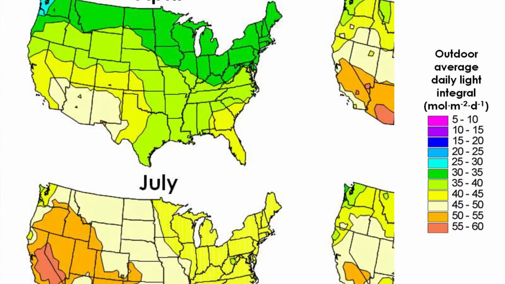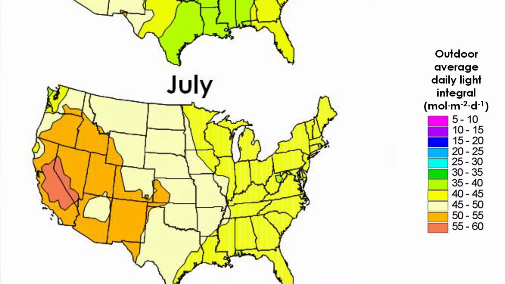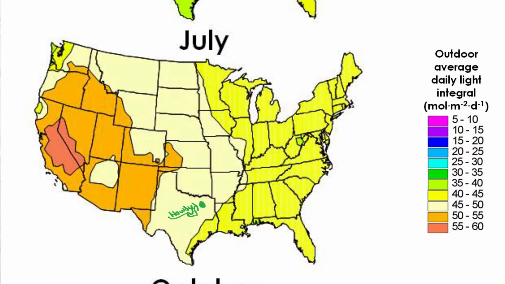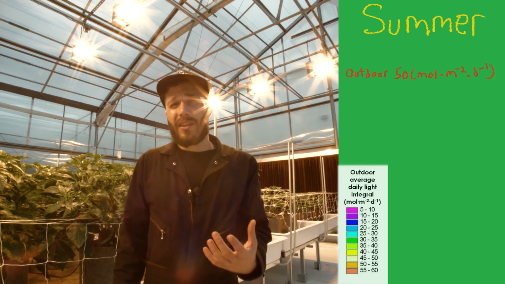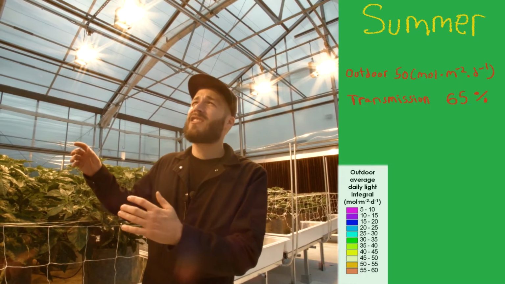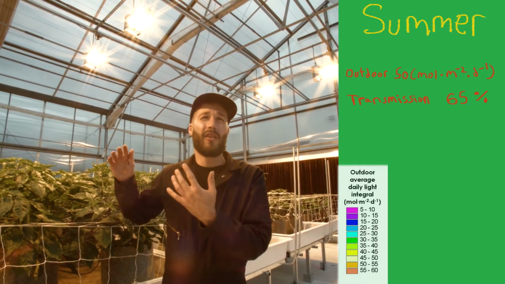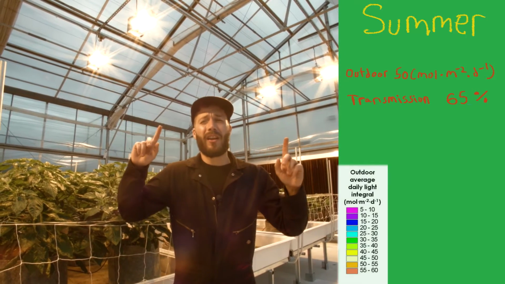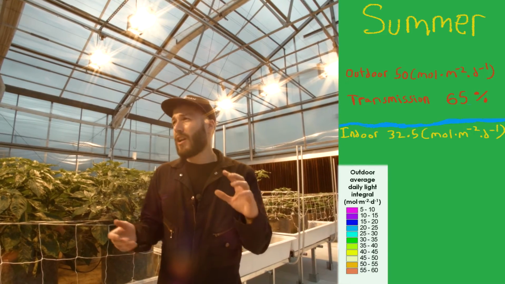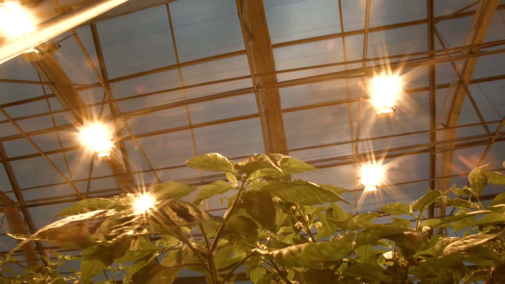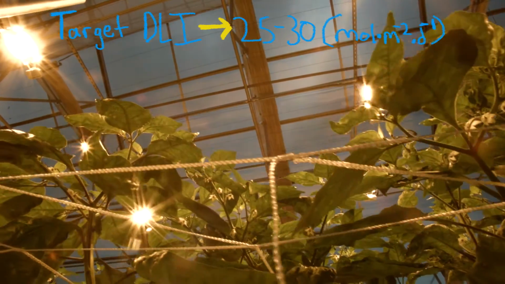Then you want to look at that transmission percentage over every month of the year. So in the summer, Dallas receives about 50 moles of light per day, which is pretty awesome. Even at the 65-ish% light transmission in this greenhouse, which is low because we have a lot of equipment in here, we're still getting over 30 moles a day, which is great because pepper plants, like all these, usually require about 25 to 30 moles a day.